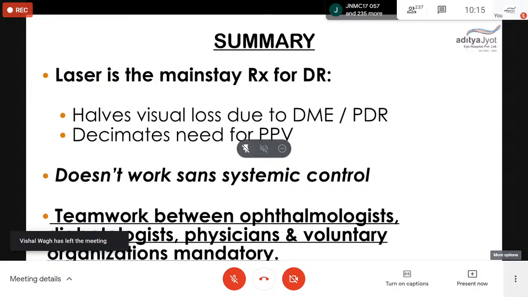So laser is still the mainstay of treatment for diabetic retinopathy in India, and halves the vision loss due to diabetic macular edema or proliferative diabetic retinopathy, and decimates the need for vitrectomy. And unfortunately, this is not happening.